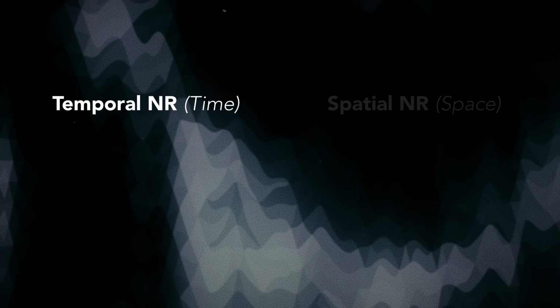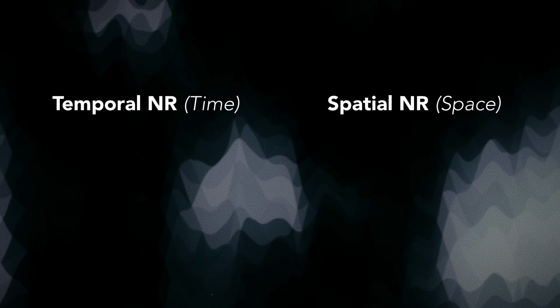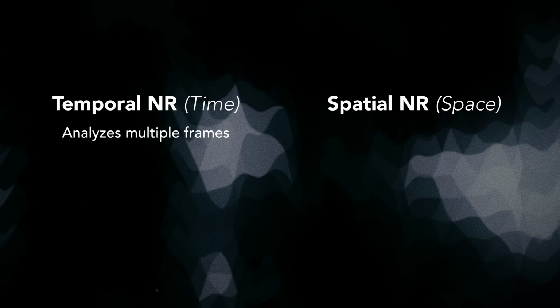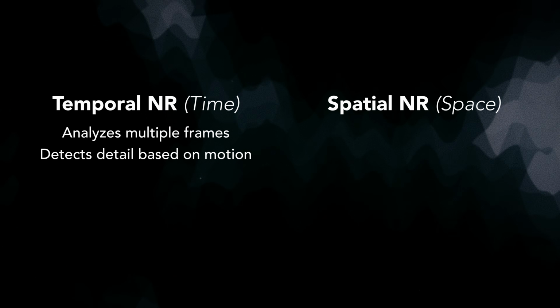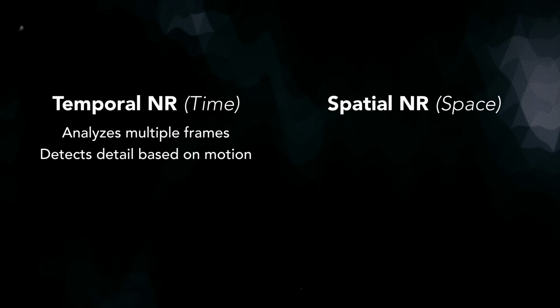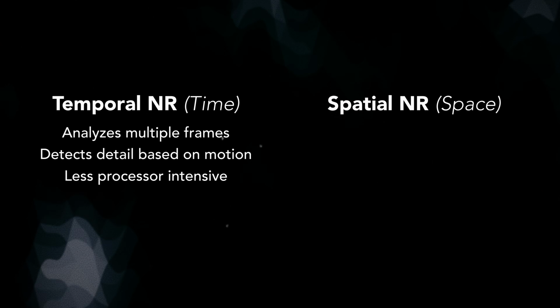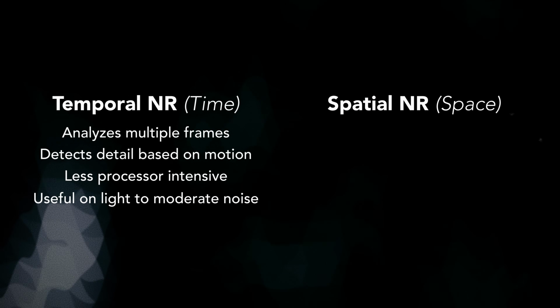The temporal NR and spatial NR tools are designed to be used in tandem with each other. Temporal NR calculates motion based on neighboring frames and uses that data to detect and subdue noise without affecting the detail or motion in the clip. It's generally less processor intensive and it's suitable for reducing low to medium amounts of noise.